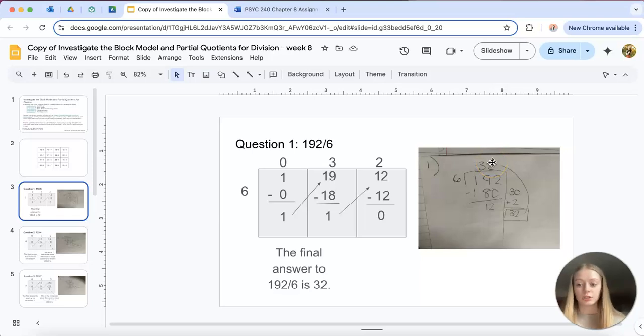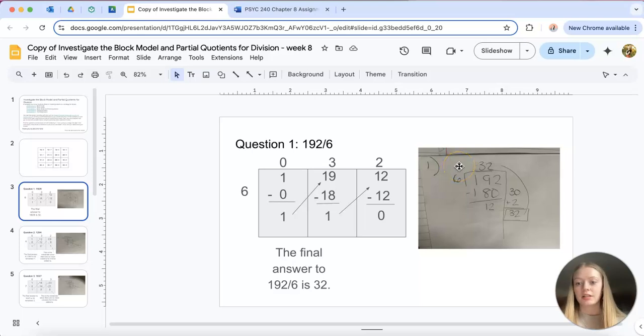I've never used the partial quotients method when I was growing up, so this is a little bit new to me, but it was very easy for me to learn. I didn't have any problems with that. So here I just set it up like your traditional division problem. So I started by asking how close can we get to 192 when multiplying by 6.